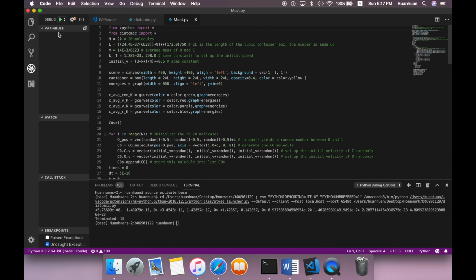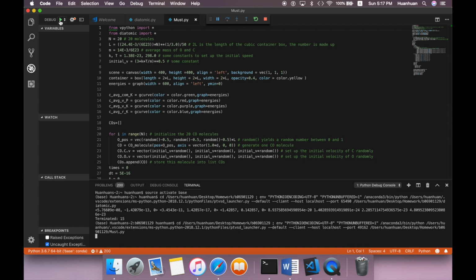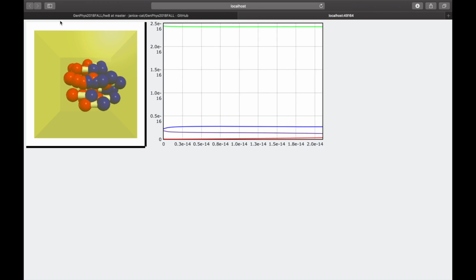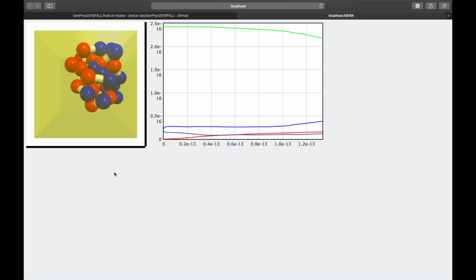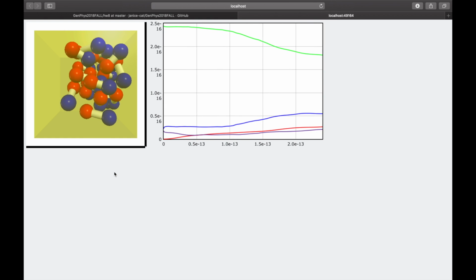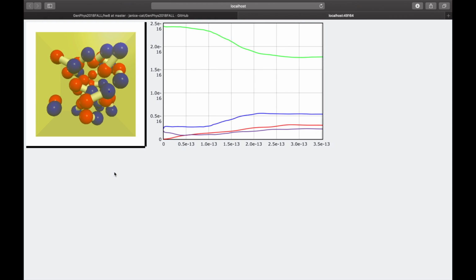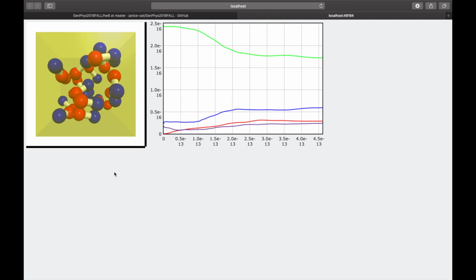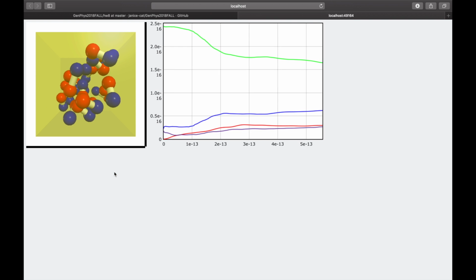The second simulation is about the motion of 20 carbon monoxide molecules in a container. Their energies graph is on the right. Average kinetic energy of the center of mass is in the green line, vibrational kinetic energy in the red line, vibrational potential energy in the purple line, and rotational kinetic energy in the blue line.